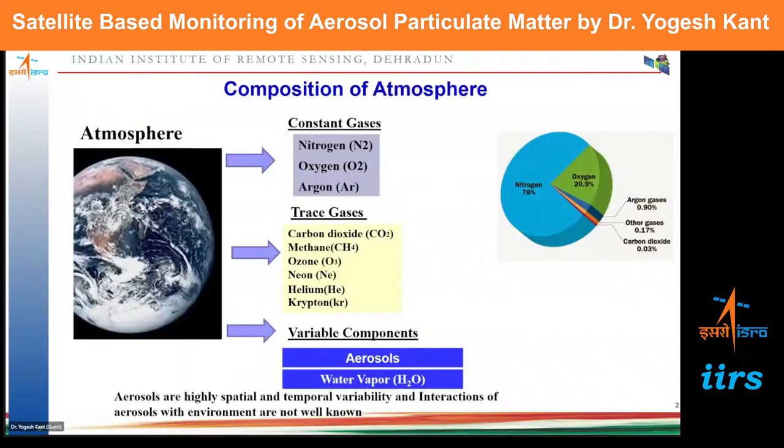Now, most of you know that the composition of the atmosphere consists of constant gases, which are in standard composition, like nitrogen 78%, oxygen another 21%, argon similarly, and others. Trace gases, as the word suggests, are in trace numbers and the proportion is very less, but the impact is more, such as carbon dioxide, methane, ozone, and so on. Another component is variable components, which consist of the aerosols. Aerosols are a class of particles of different sizes. Of course, these sizes are larger than the molecules, that is gases, and they are highly dynamic and variable from place to place, and the lifetime is very less as compared to the gases.